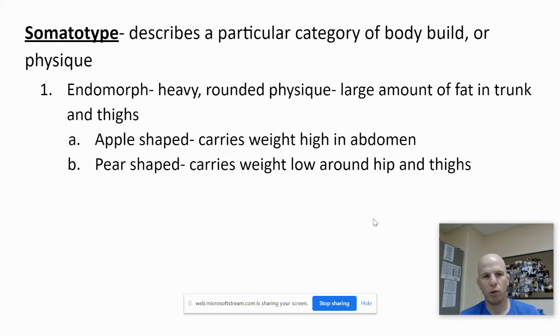There's two types of endomorphs. I'll show you pictures here in a minute. Apple-shaped endomorphs and pear-shaped endomorphs. Apple-shaped endomorphs are going to carry the weight a little bit higher in their abdomen. Pear-shaped will carry it a little bit lower in their hips and thighs.